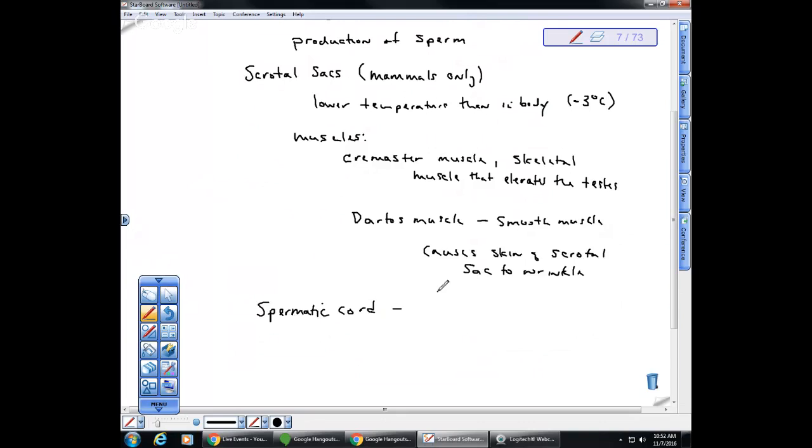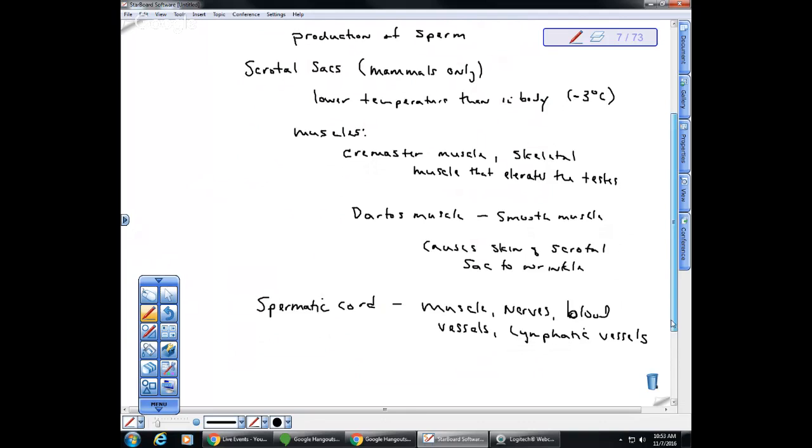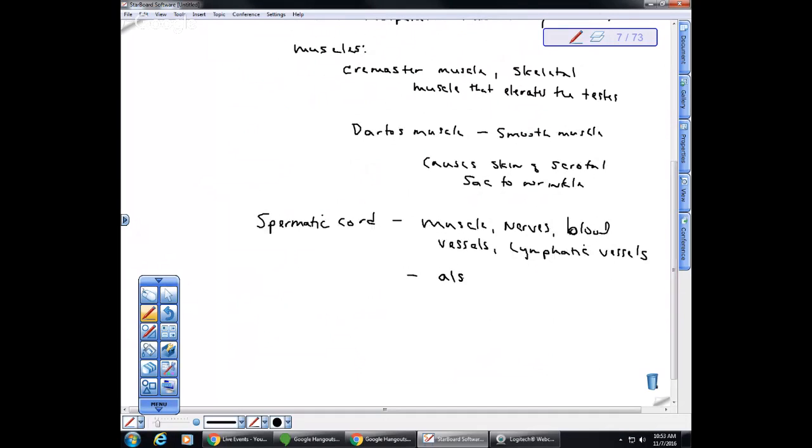Spermatic cord. Okay. So this connects the testes to the body cavity. This is where the muscles run, right? This also contains the nerves, the blood vessels and the lymphatic vessels. So the spermatic cord is what connects the testes to the body cavity. And it also contains the vas deferens. We'll talk about the vas deferens, but it is what transports the sperm out of the testes and up into the body cavity. So the sperm are produced in the testes, but they actually have to come up into the body cavity before they are ejaculated out through the penis.